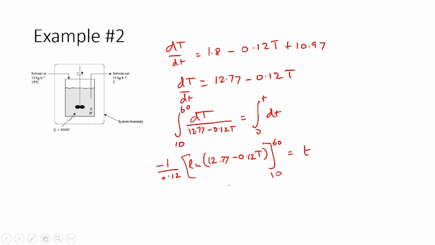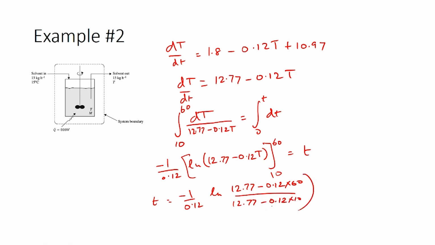From here you can solve this equation. So t would become minus 1 by 0.12 times ln of (12.77 minus 0.12 times 60) divided by (12.77 minus 0.12 times 10), and solving this equation we would get t equals 6.09 hours. So it would take 6.09 hours to heat the given system from 10 degrees Celsius to 60 degrees Celsius.